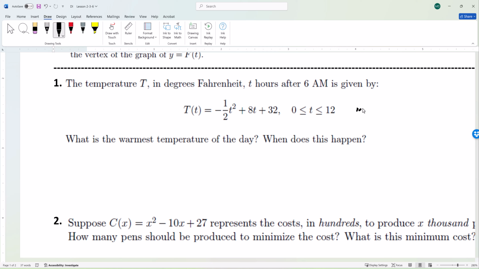What is the warmest temperature of the day? When does it happen? Now, just looking at the equation, 6 a.m. is 0. So this is 6 a.m. and this is 6 p.m., because you're adding 12 hours to it.